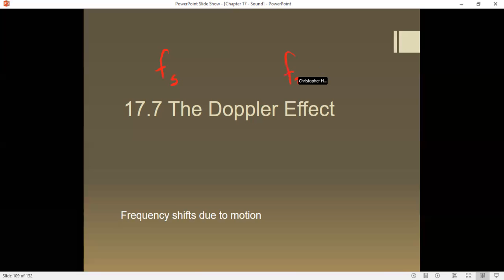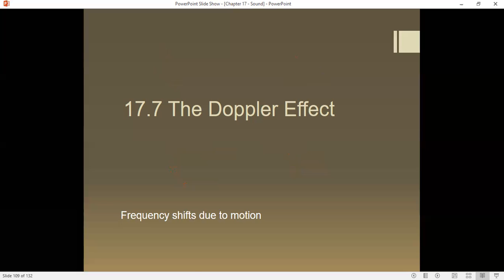F0 is going to be what the observer hears. Now, if the source is moving, that's going to shift the frequency that the observer hears. If the observer is moving, that's going to shift the frequency also, okay? So we're going to have a few different things that we have to be careful with.